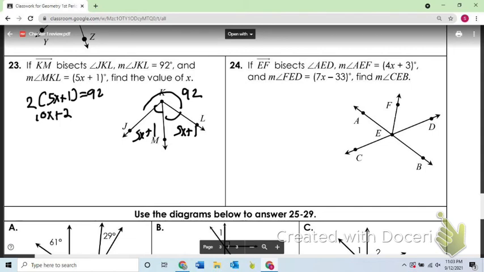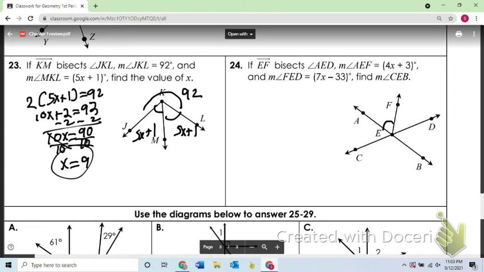So we get 10x plus 2 equals 92. Subtract 2 from both sides, and we get 10x equals 90. Divide both sides by 10, and we get x equals 9. And that is all we're asked to do, is find the value of x. So now we can move on.